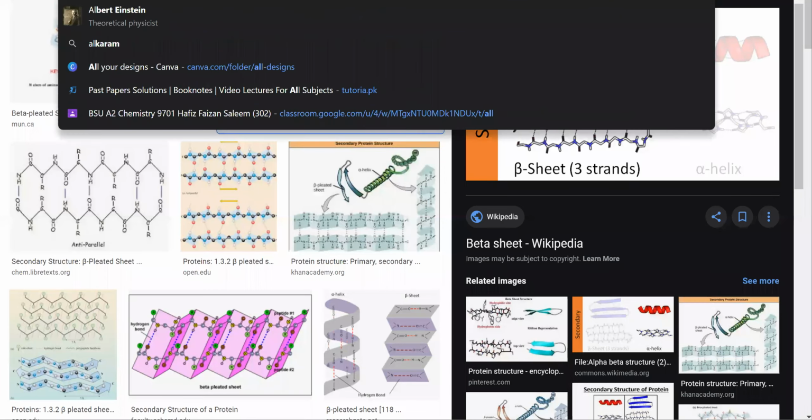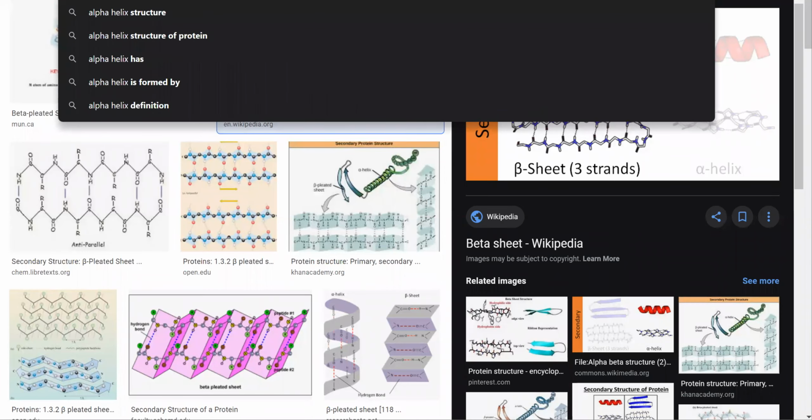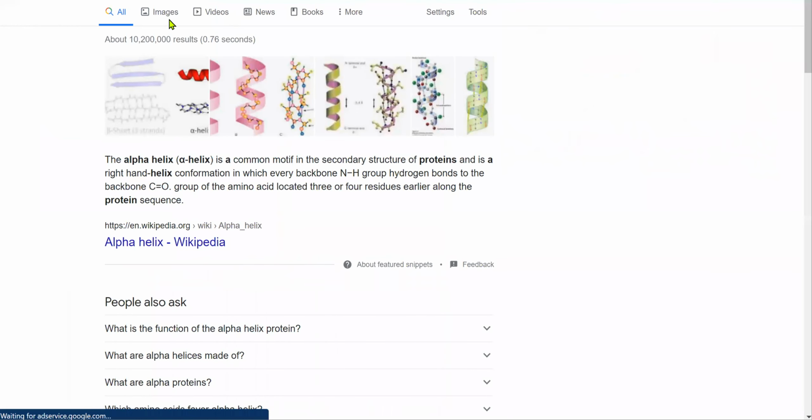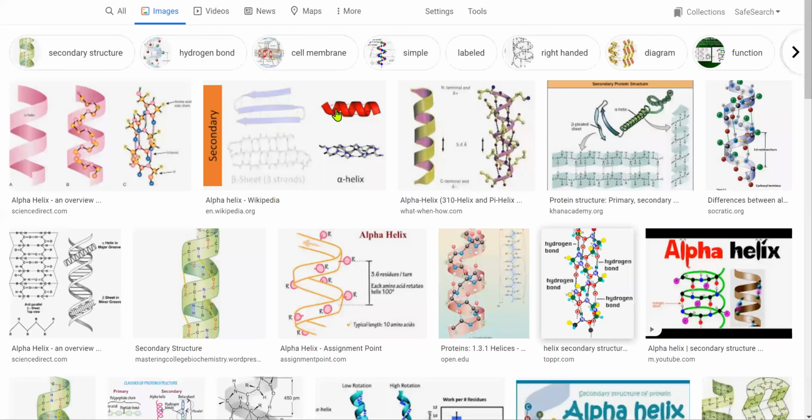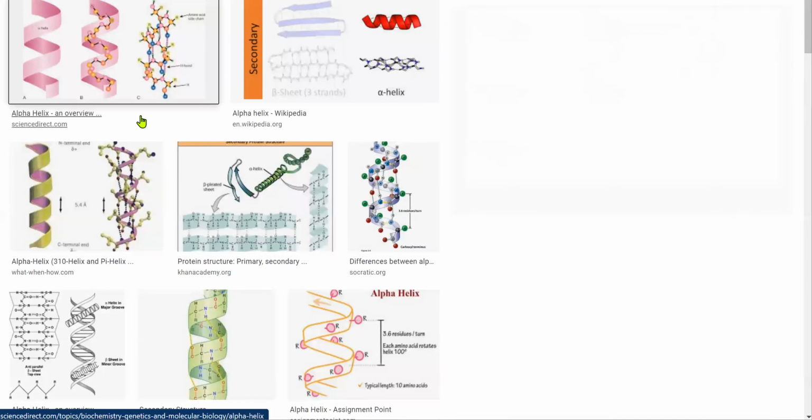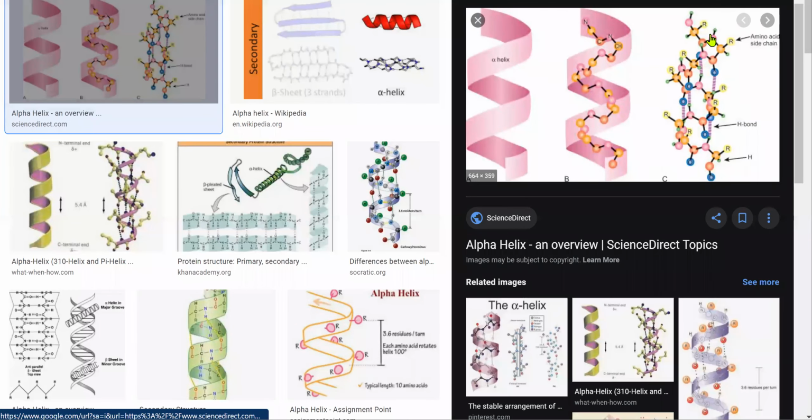So this is one, probably this one. This one is better. So the chain is actually curling up, but in a helical manner. And the top polar bond O and NH groups, they're all attracting each other. So that's what an alpha helix is.